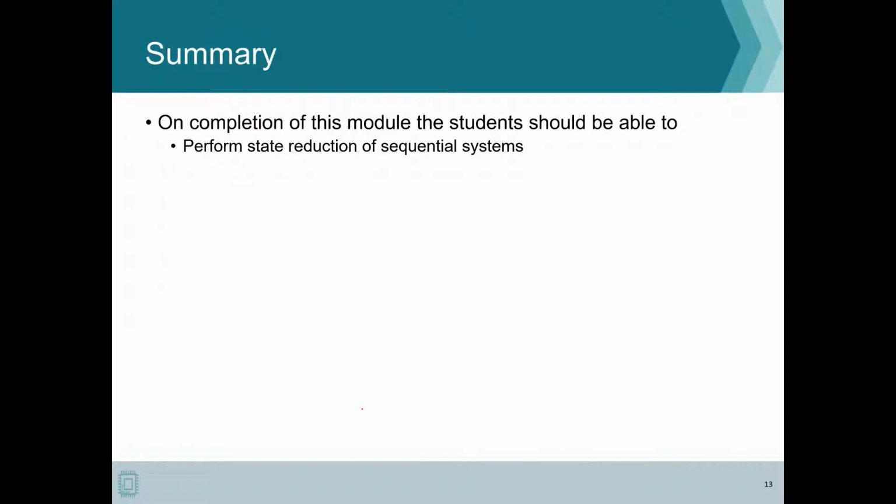So in this module, we have seen how to perform state reduction in a sequential system. The advantage of performing state reduction is to reduce the number of flip-flops as well as the number of gates, as reduction in states will lead to the introduction of more don't cares, and thereby a reduction in area.